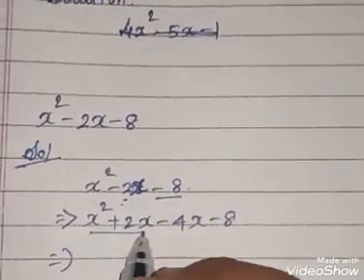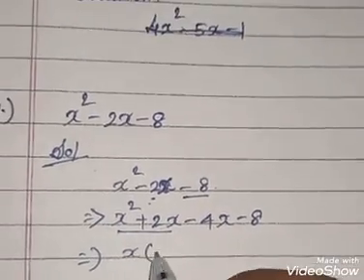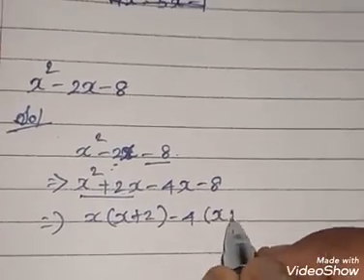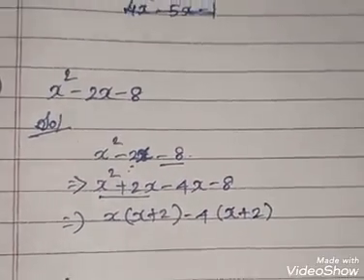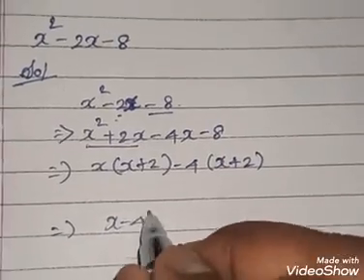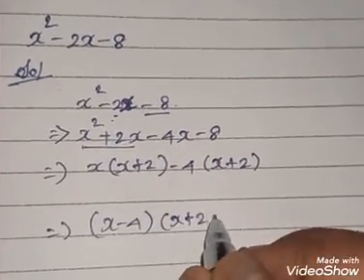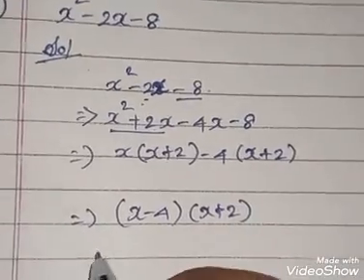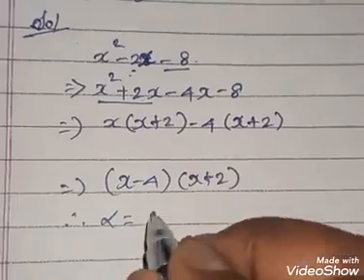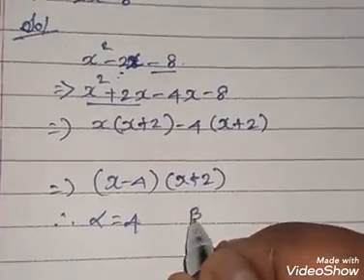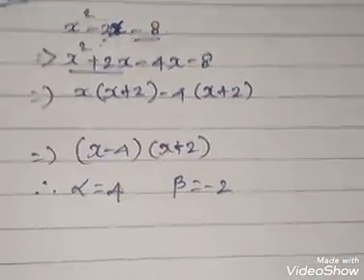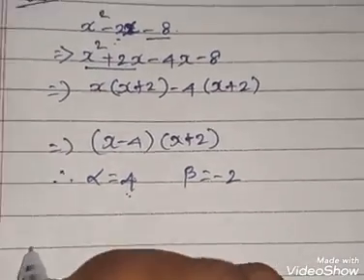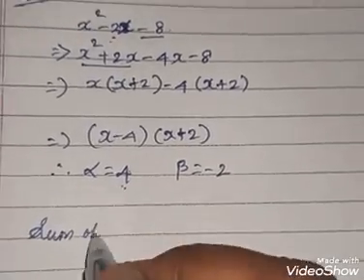In the first two terms I take x as common, and x plus 2 remains. And minus 4 as common, here x plus 2 is remaining. So this is equal to x minus 4 and x plus 2. x minus 4 and x plus 2 are the factors. Therefore alpha is equal to 4 and beta is equal to minus 2. Now you need to find the sum and product of zeros. First you take the sum of zeros.